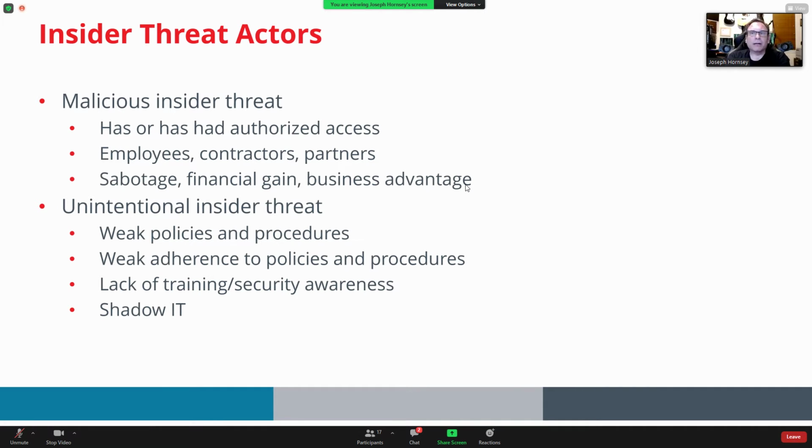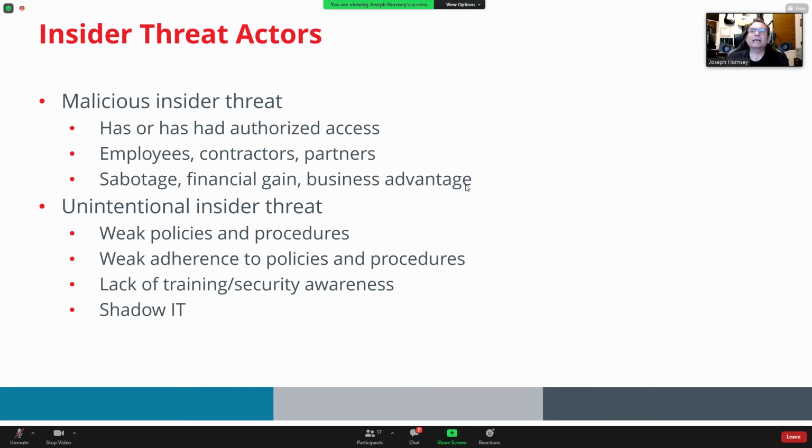One of the big problems you run into, and I've said this before, is lack of training and security awareness. Putting together a good security awareness training program for your end users is a huge thing. It's really going to help you when it comes to keeping people informed, educated, and making sure that they adhere to policies.